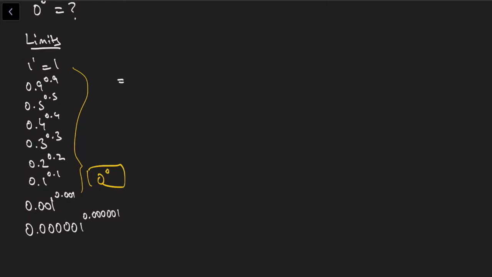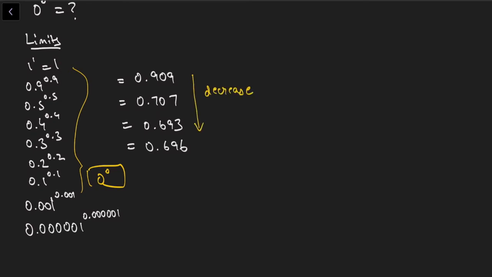So for 0.9 raised to 0.9, I've gotten the value as 0.909, and then for 0.5 raised to 0.5, 0.707. For 0.4 it's 0.693. For 0.3 it's 0.696. So you notice here that it's decreasing. There's a decrease, and now here there's suddenly a spike. So it's increasing when it reaches 0.3 raised to 0.3.